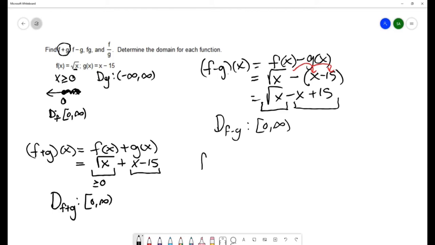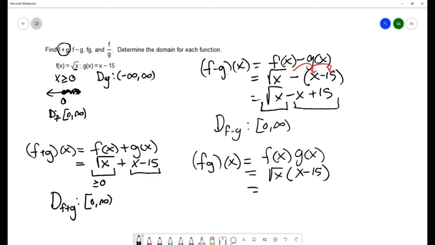So let's find f times g. f times g is the name and also how to construct it. We're going to do f of x times g of x. That's square root of x times x minus 15. We could do the distributive property to simplify, and that would be x square root x minus 15 square root x.